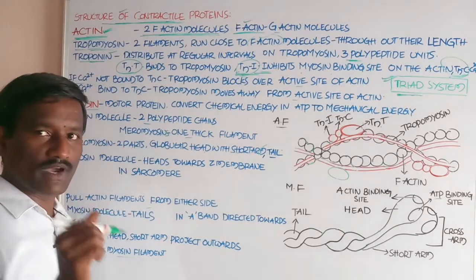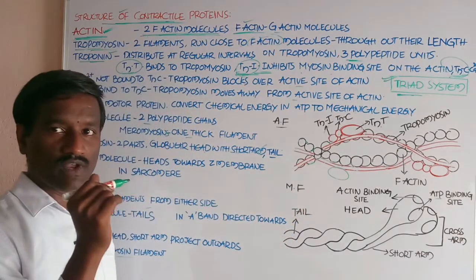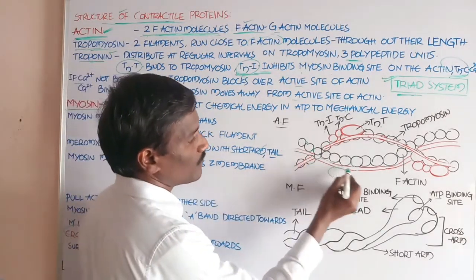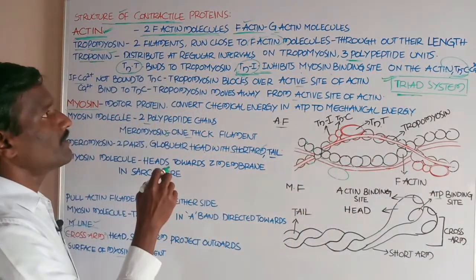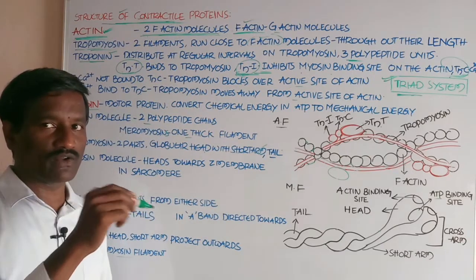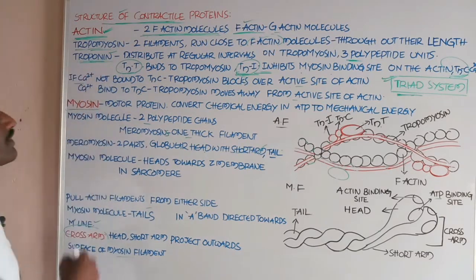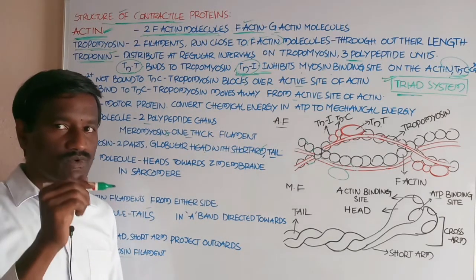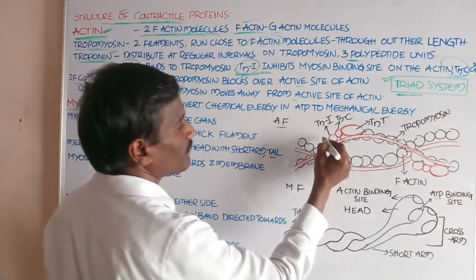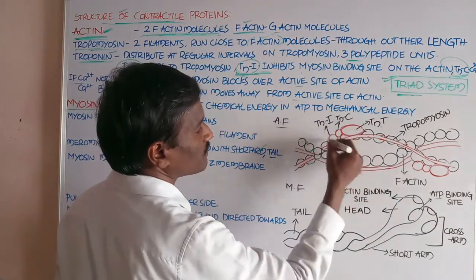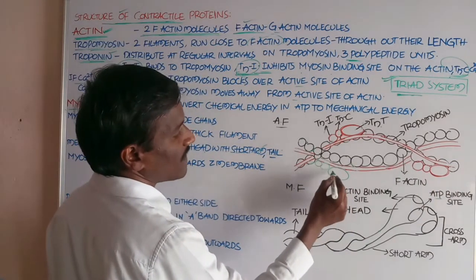One is tropomyosin. Okay student, it is arranged as two filament-like structures. This is tropomyosin. This is another one of the tropomyosin, and it runs close to the actin filament throughout their length. Another one, troponin. Troponin is distributed at regular intervals on the tropomyosin. Okay student, this is the troponin complex protein. This is another one of the troponin complex protein. This is another one.